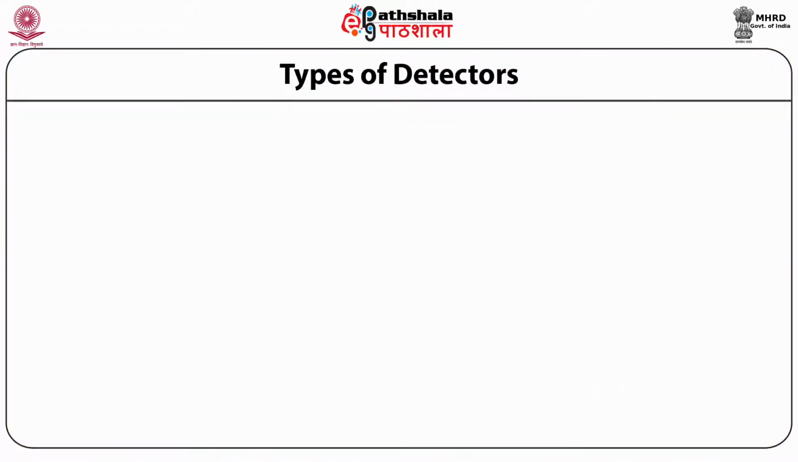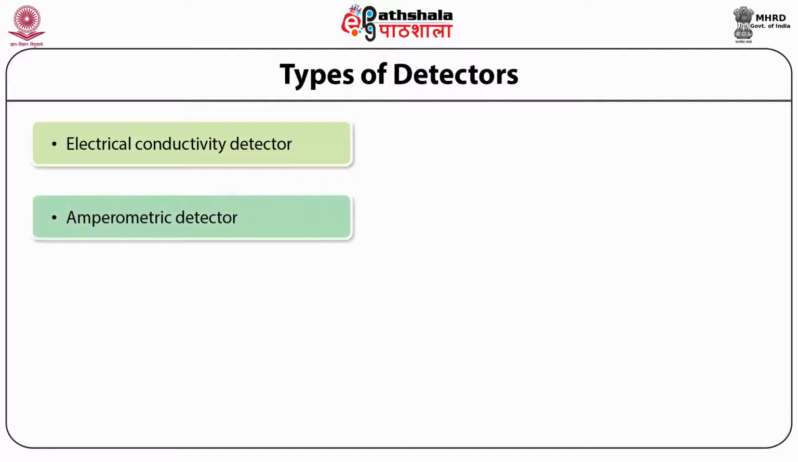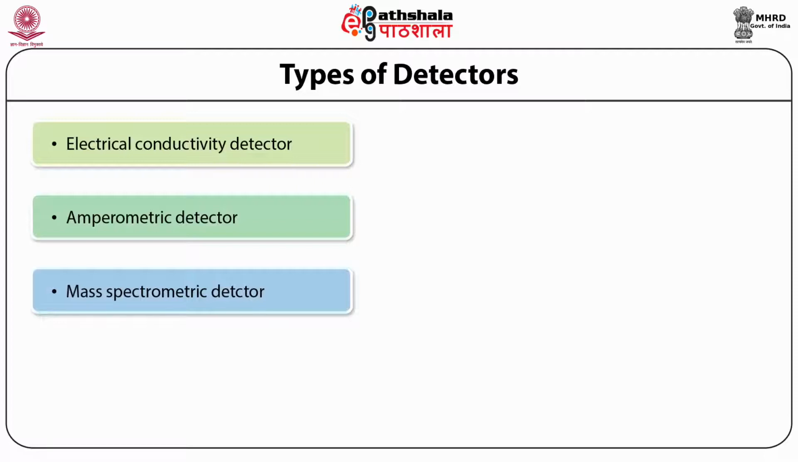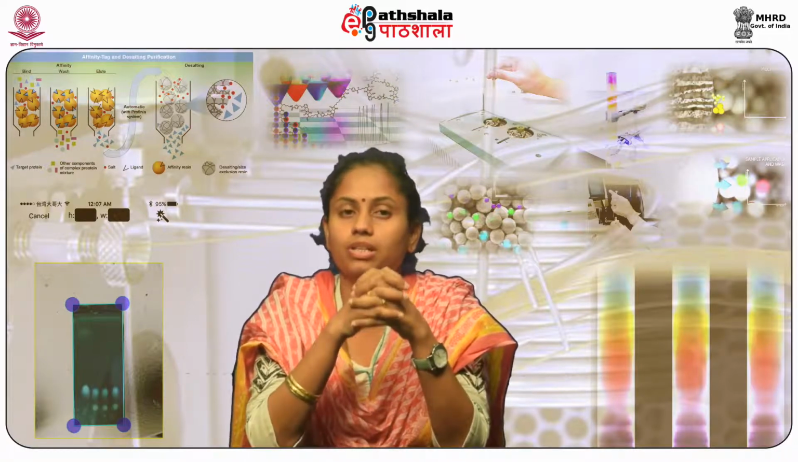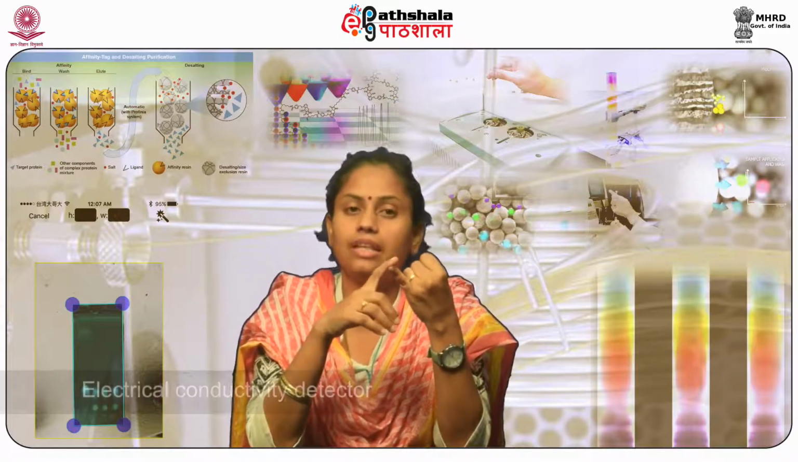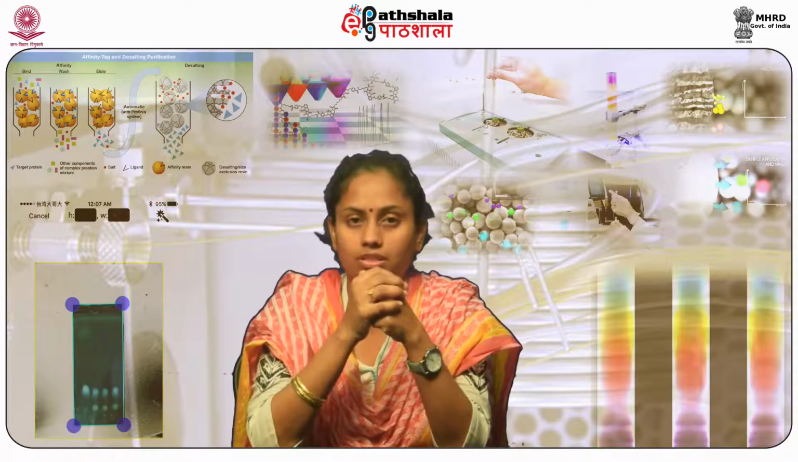There are different types of detectors that are used in ion exchange chromatography. The different types of detectors used are: first, electrical conductivity detector; second, amperometric detector; and third is the mass spectrometric detector. Now, there are three types of detectors that are usually used in ion exchange chromatography. First is the electrical conductivity detector. Now, let us talk about this detector.